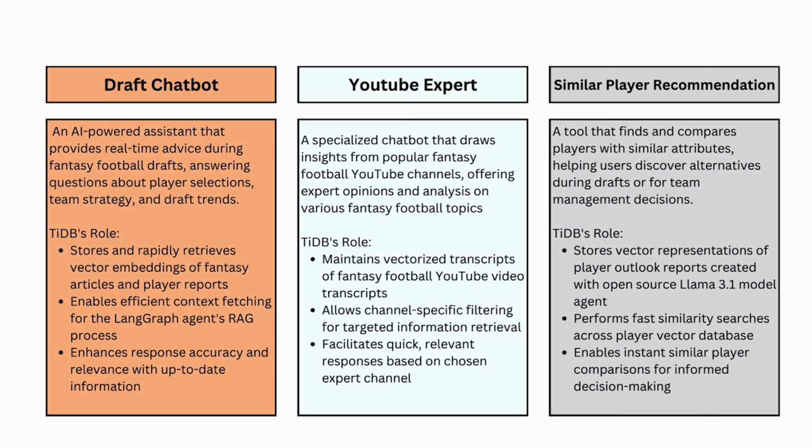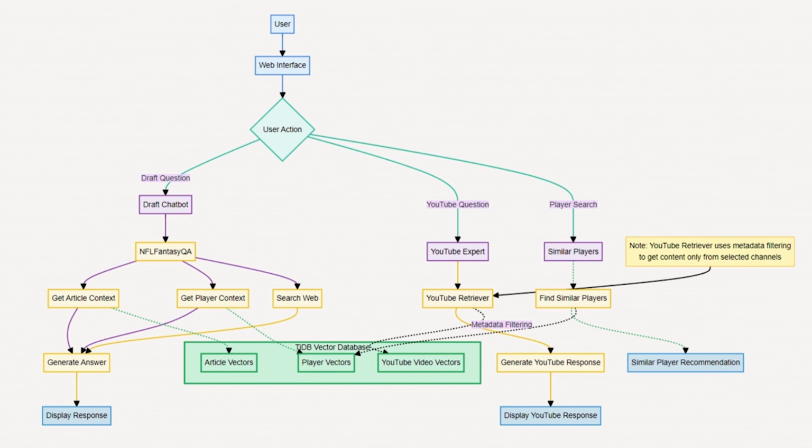Our LangGraph-based draft chatbot primarily uses TiDB for efficient vector storage and retrieval, enabling RAG on articles and player reports, with an additional web search agent for up-to-date info. The YouTube expert chatbot harnesses TiDB's flexible filtering for channel-specific RAG on vectorized video transcripts. Lastly, TiDB's lightning-fast similarity searches fuel our player comparison tool, instantly finding alternatives based on player outlook.